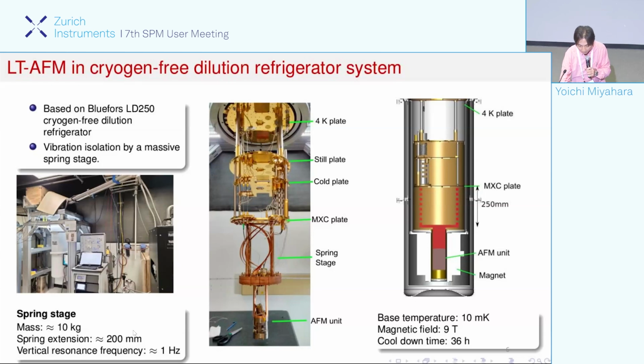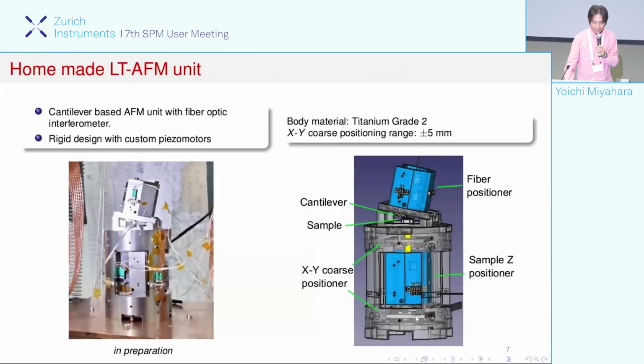We haven't actually operated at very low temperature yet, but potentially the base temperature of this dilution fridge is 10 millikelvin, and we have a superconducting magnet which can go up to 9 Tesla. Unfortunately, it takes a long time to cool down because of this cryogen-free nature. And so we built our own custom low temperature FM unit.